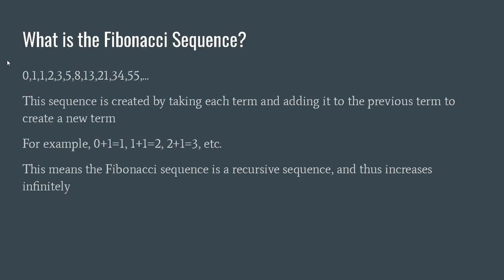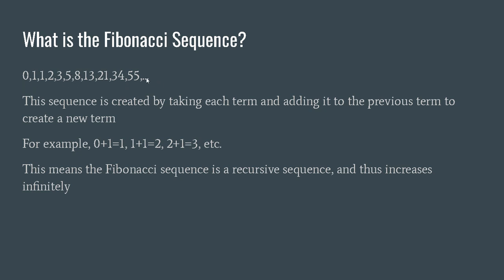All right, so first of all, what is the Fibonacci sequence? It's essentially the sequence listed here: 0, 1, 1, 2, 3, 5, 8, 13, 21, etc. The sequence is created by taking each term and adding it to the previous term to create a new term. So you have 0 plus 1 equals 1, 1 plus 1 equals 2, 1 plus 2 equals 3. You guys know how to do addition.